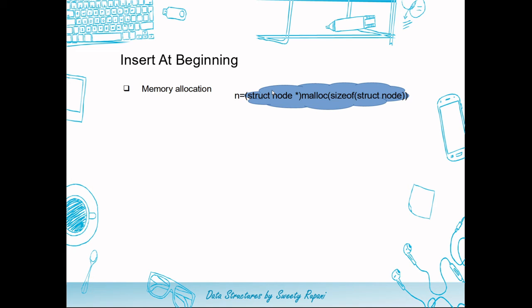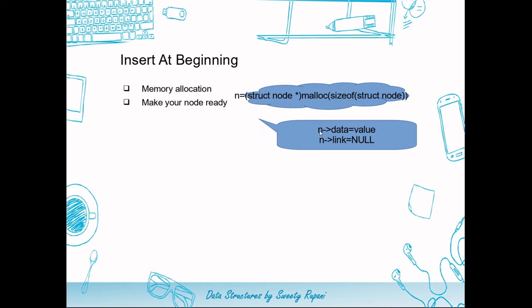So from here on, for all the insertions, we will take n as a variable which is already declared, and it stores the address of a newly created node. Once our node is created and memory is allocated, we have to make our node ready. So n pointing to data, that is the data part of n, will get the value which I have brought in this particular insert function. You can write it over here also. You can write a direct value over here.